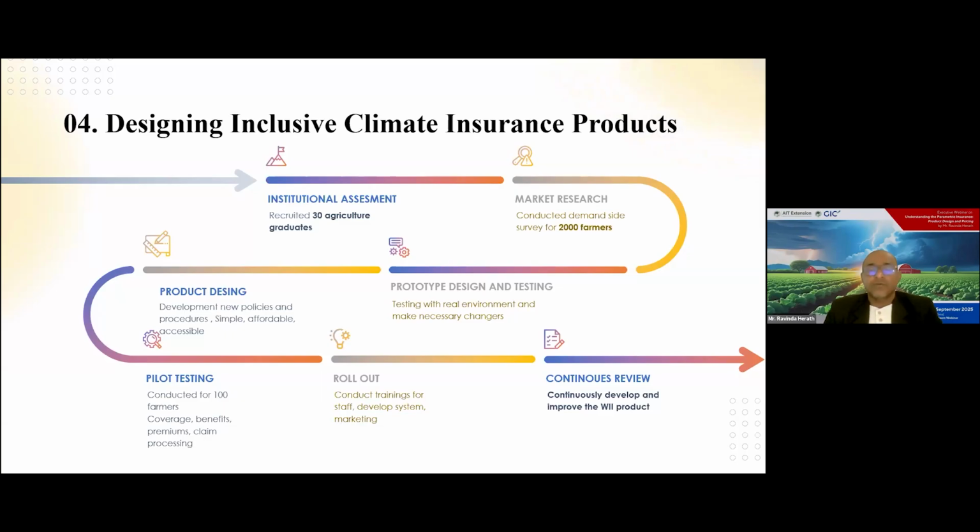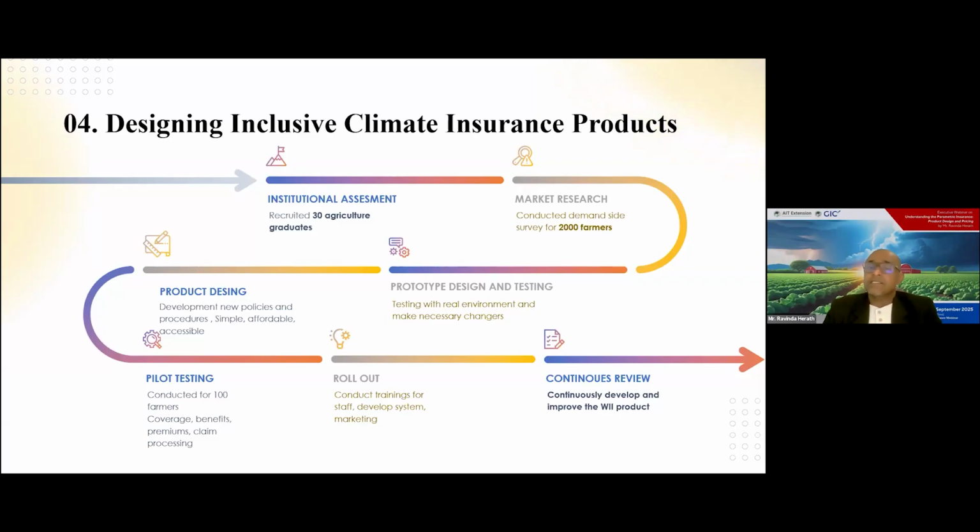to take parametric insurance to the market. So their motivation, their leadership, and also their capacity to build or take on parametric insurance designing and take it to the market. Their readiness and market research are very important.